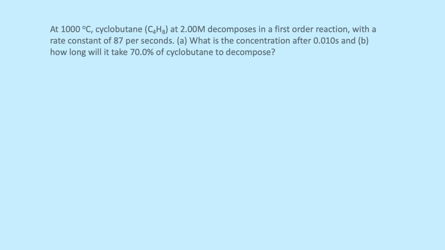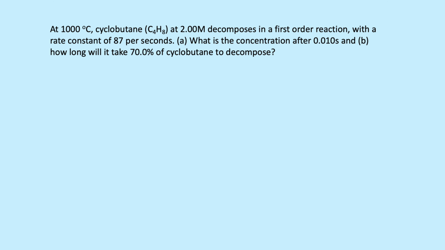Let's work through the following problem using an integrated rate law equation. At 1000 degrees Celsius, cyclobutane at 2 molar concentration decomposes in a first-order reaction to 2 molecules of ethene with a rate constant of 87 per second. What is the concentration after 10 milliseconds and how long will it take 70% of cyclobutane to decompose?